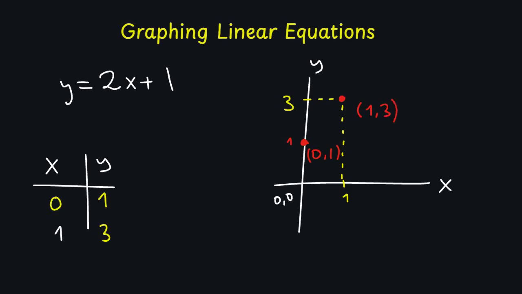So I will connect the given points. Let's connect the 2 points. Now I have the graph. So that's the graph of the given equation, which is y equals 2x plus 1. As you see, it's a straight line on the xy plane. So let's do another example.